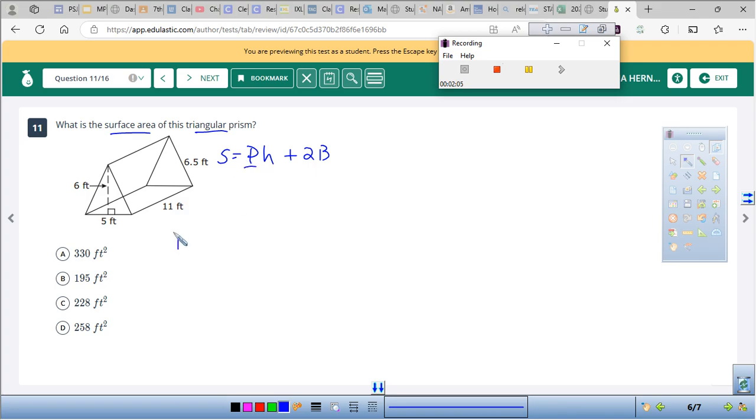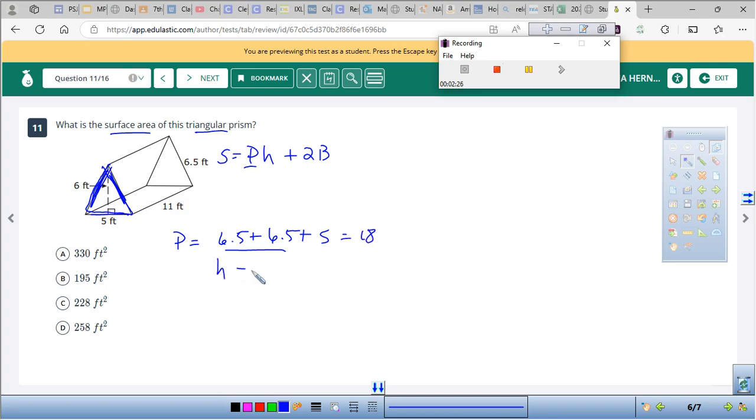So we're going to find out the P. P is going to be the perimeter of my base, which is a triangular prism. I'm adding up these numbers. So 6.5 plus, that's this one, plus this one over here, 6.5 plus 5. This is 13 plus 5 equals 18.